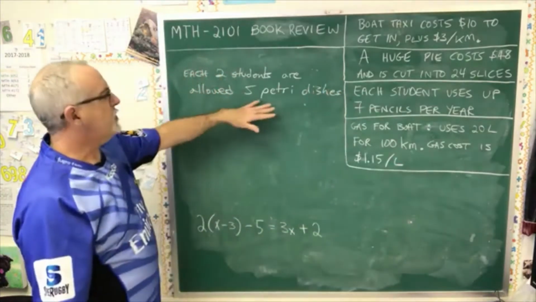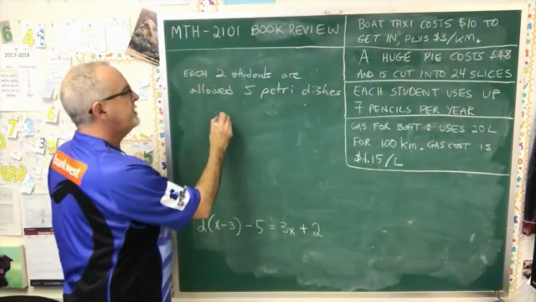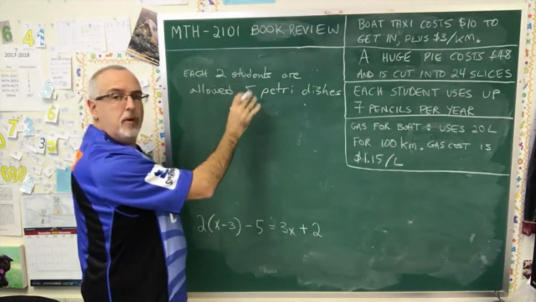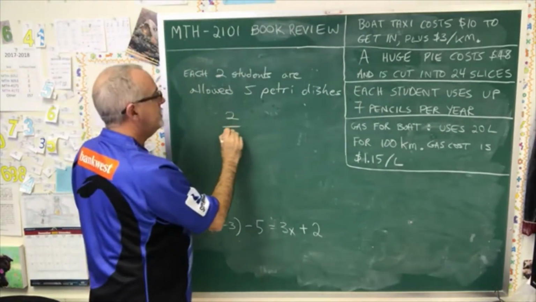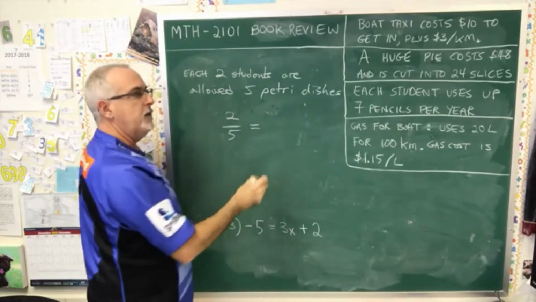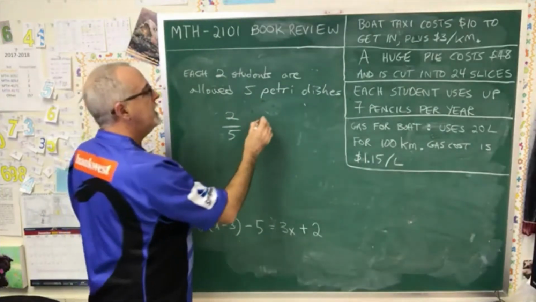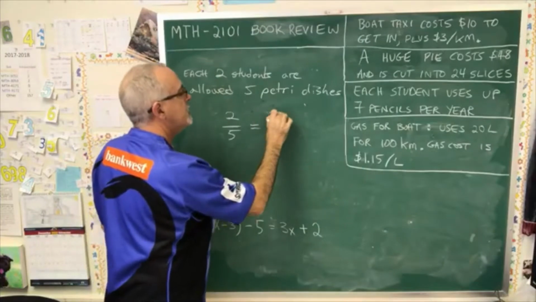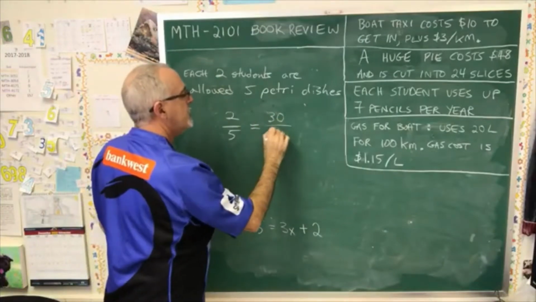Okay, let's translate this into math. I'm going to do a proportion. 2 students use 5 Petri dishes. Therefore, we can ask a question. What about a class of 30 students? How many Petri dishes will they use?